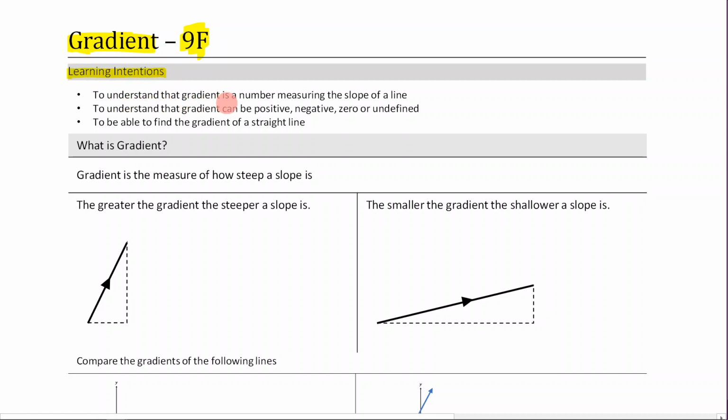To understand that gradient is a number measuring the slope of a line, to understand that gradient can be positive, negative, zero, or undefined, and to be able to find the gradient of a straight line.